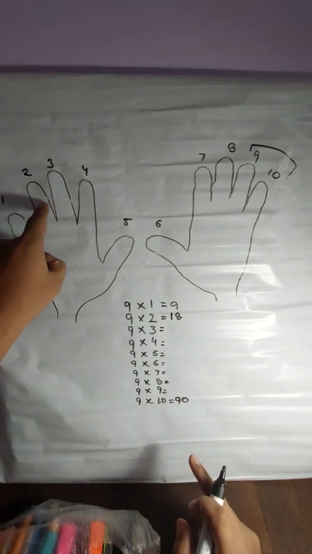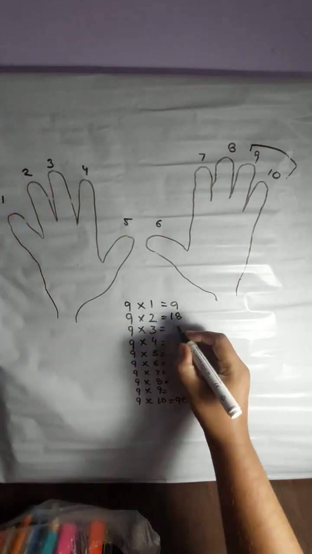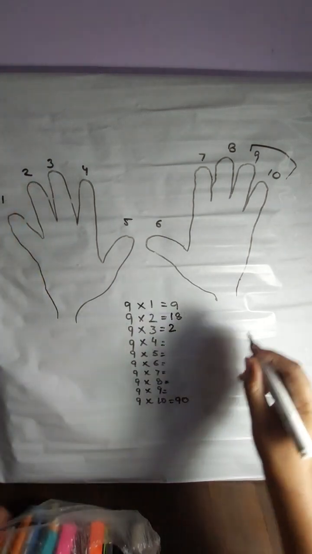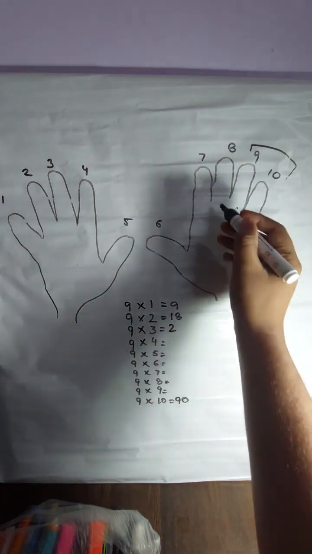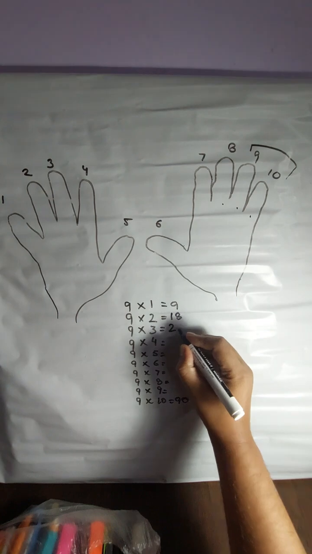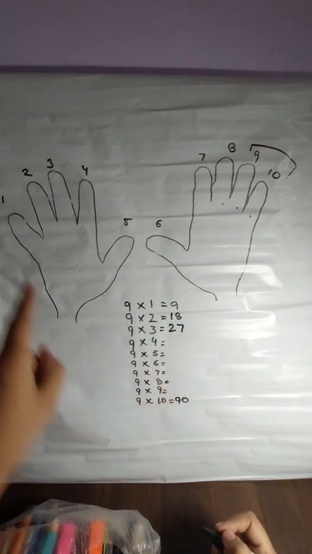So 1, 2, 3. 3 is there. Before that we will write the 2. And here 1, 2, 3. So next the 7 will be there. That is 27. Again, 9 fours.